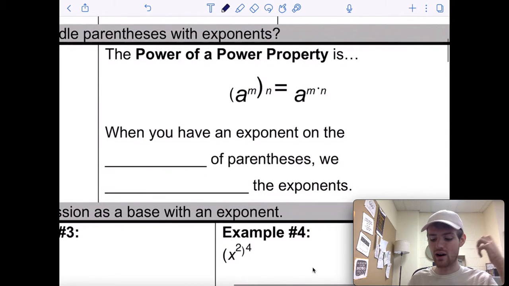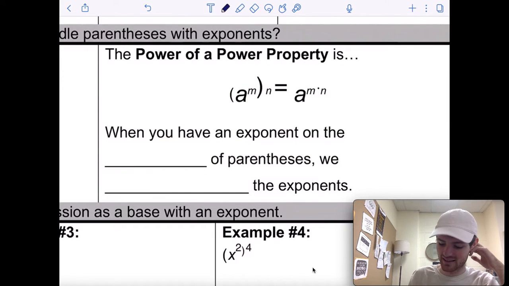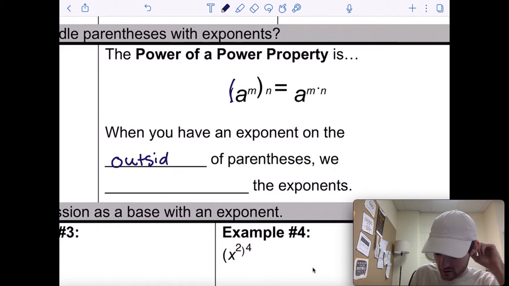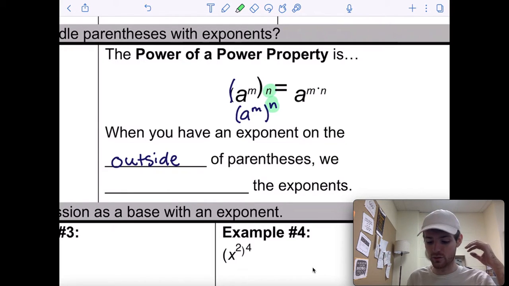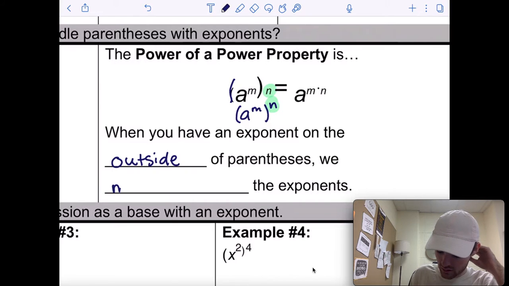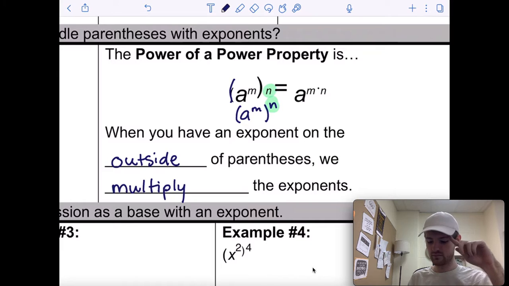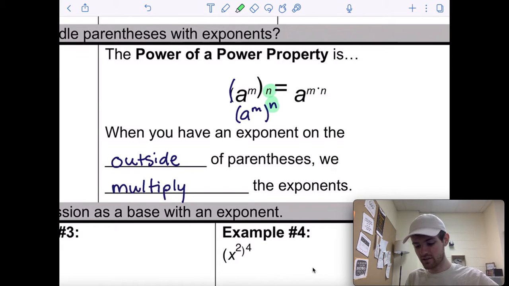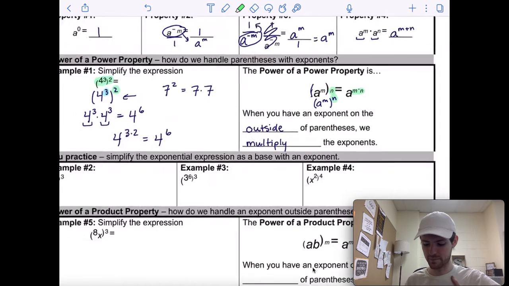So the power of a power property says this. When you have an exponent on the outside of the parentheses, so that would be like n, n is the power on the outside of the parentheses, we multiply the exponents. So because n is on the outside, to simplify it, we just do m times n.